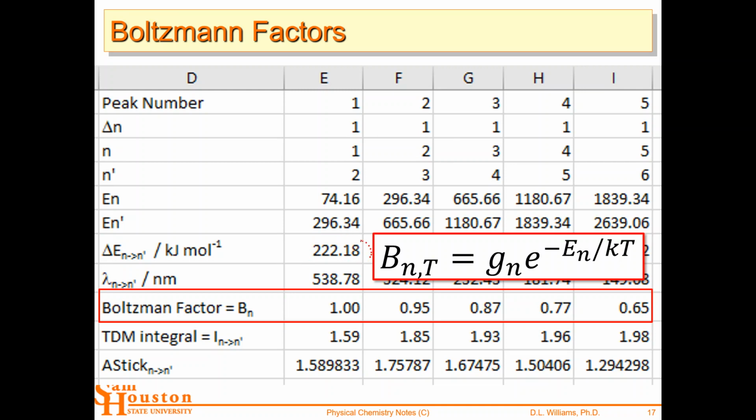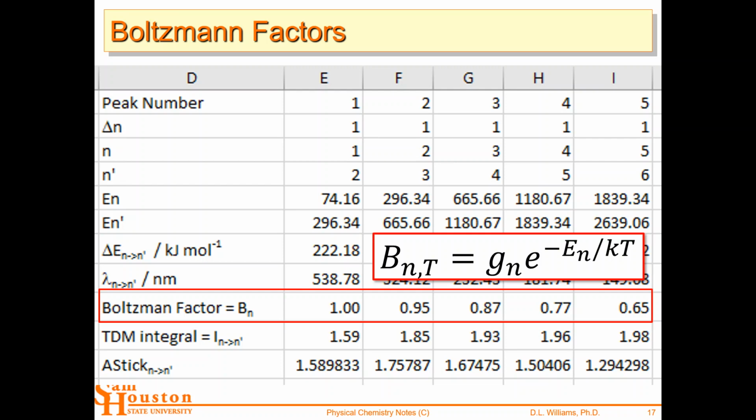E. Okay. And then I convert that delta E into wavelength using Planck's equation. So E equals h nu, and what's nu? c over lambda, and so then we calculate lambda. So those are our wavelengths for the transitions.